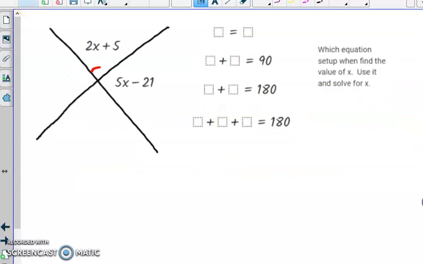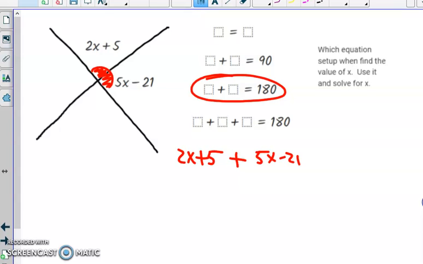All right, these 2 angles are next to each other. So again, anytime 2 lines are parallel, 2 lines intersect, there are only 2 choices. The angles next to each other add up to 180. The angles that are opposite each other are equal. So this is 2x plus 5 plus 5x minus 21 equals 180.